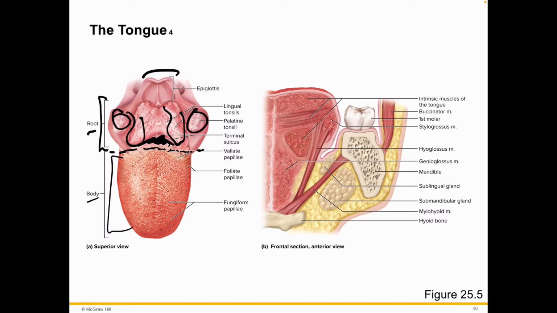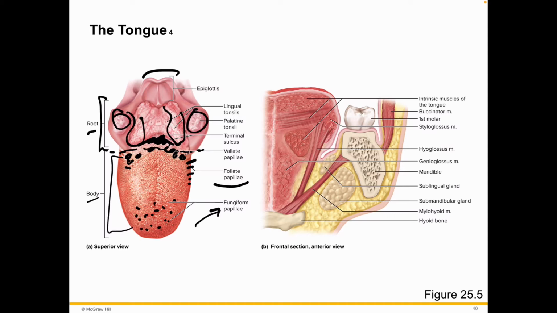The vallate papillae are these larger, kind of V-shaped papillae that are coming out. The foliate papillae are down here on the sides. And then the fungiform papillae are going to be spotted a little bit more towards the tip of the tongue.